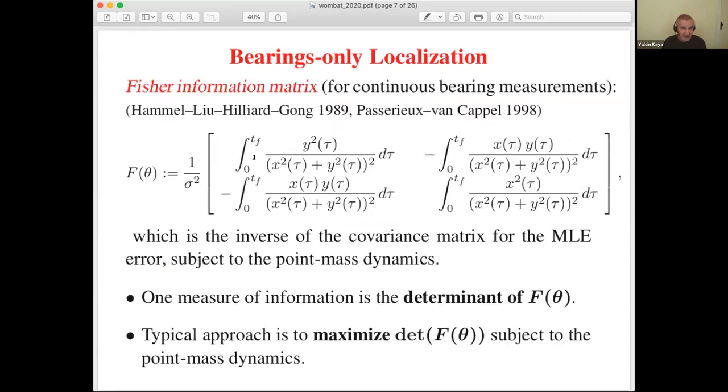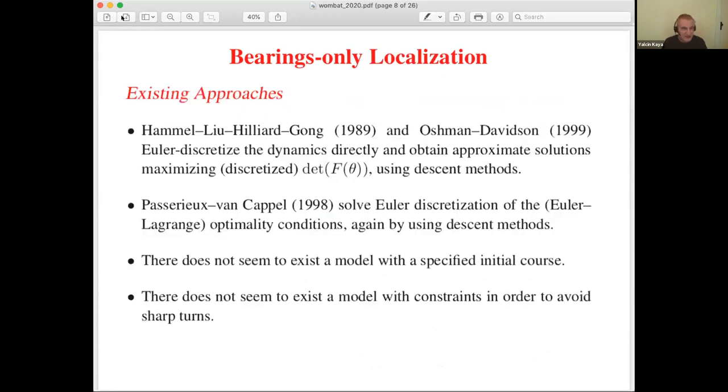Okay, fair enough. These integrals are replaced by their Riemann sums, which corresponds to Euler discretization in another way of writing them. And then you Euler discretize the differential equations and use descent methods. But the difference between this Passerius van Kappel and the previous ones, Hamel et al. and Oshman Davidson, is that Passerius van Kappel really, by discretizing the equations coming out of the Euler-Lagrange equations, somehow check the optimality conditions. But in the first efforts, there is no such thing done.